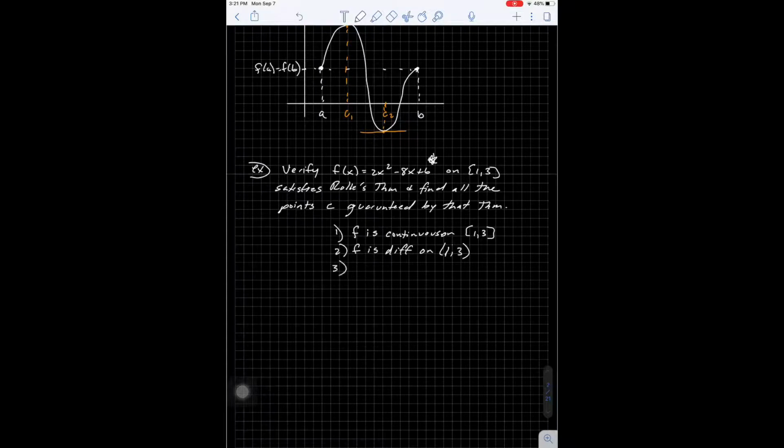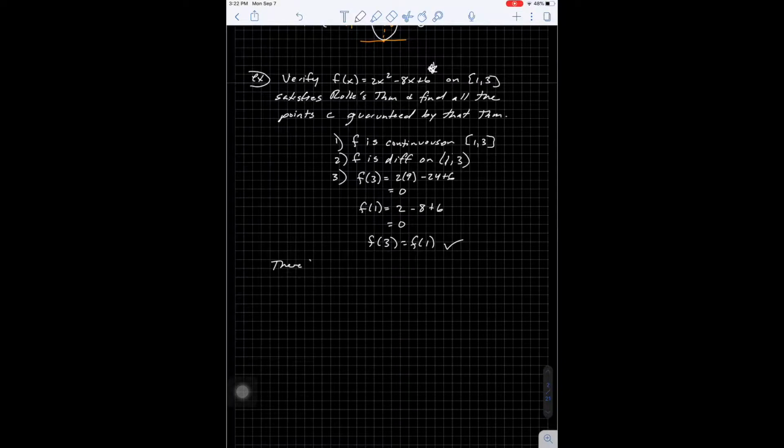The third thing that Rolle's theorem says is the endpoints have to have the same values. So this we actually have to check. So we're going to take a look at what f of 3 is. We plug in f of 3 and we get 2 times 9 minus 24 plus 6. That's going to equal 0, I think. And f of 1 is going to be 2 minus 8 plus 6, which is also 0. So f of 3 equals f of 1. Check. Okay?